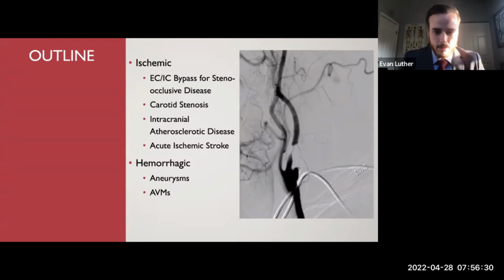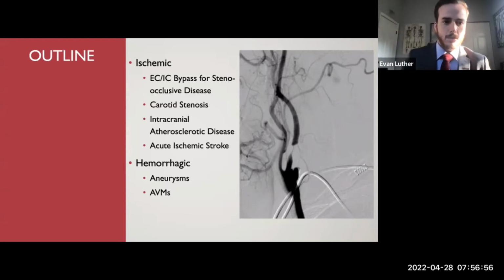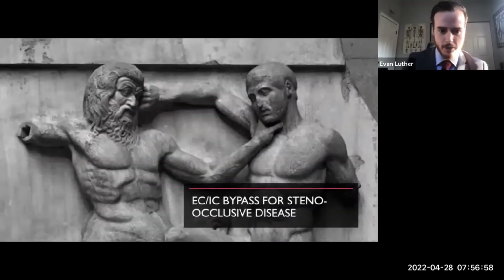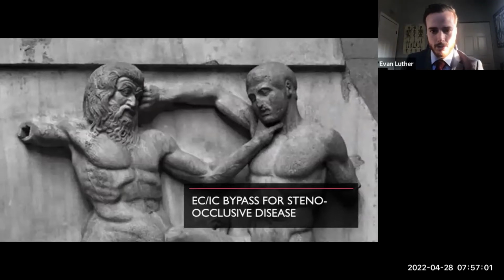I'm going to try my best to discuss them in chronological order to provide some historical context for each of the trials. And then I'm also going to interject some of my own research that we've done here, just because one of my clinical interests has always been leveraging big data to see how these clinical trials have affected practice patterns in the US. So we're going to start by looking at the trials for ECIC bypass for steno-occlusive disease.